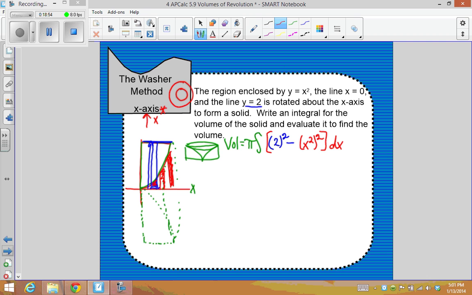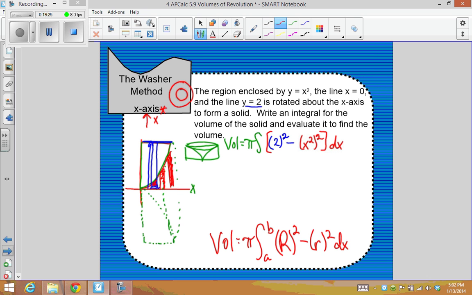Alright, so you want your outside radius minus the inside radius. I'm going to come back and put your numbers in just a minute. Let me drop down here for a minute. Your volume on the washer method is pi times the integral from a to b of the outside radius, we'll do it capitalized, minus that inside radius. Okay, that's what we're looking for.